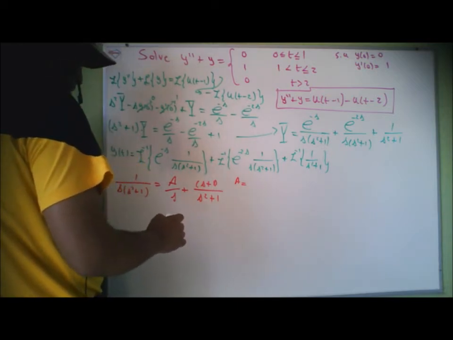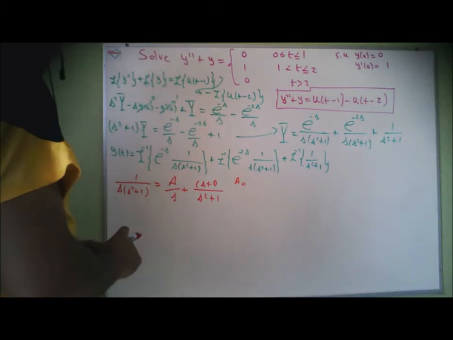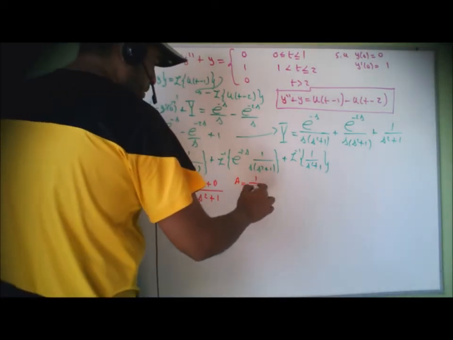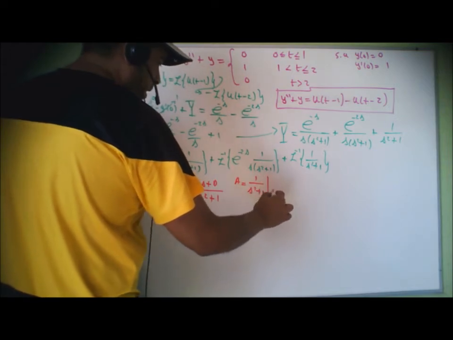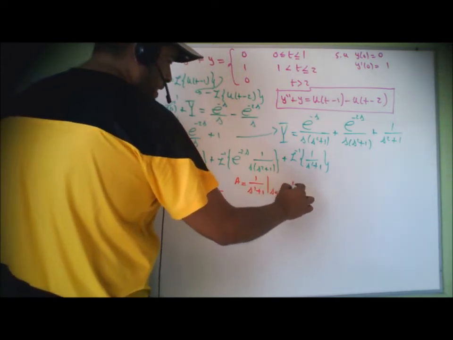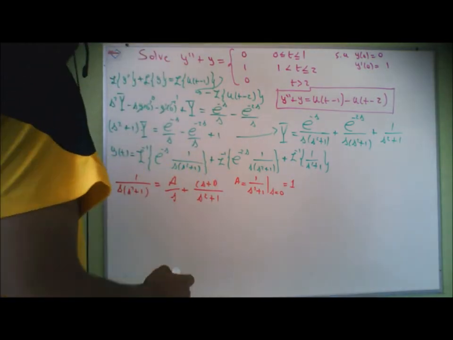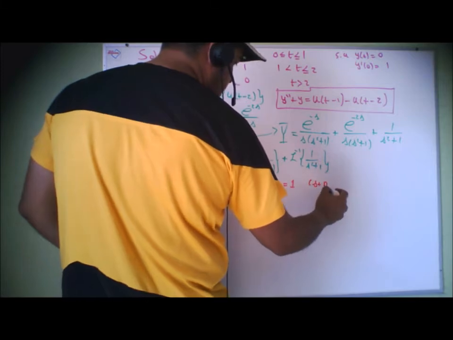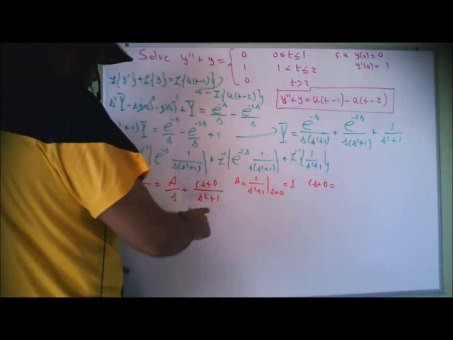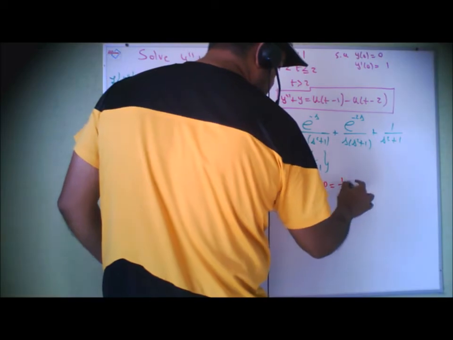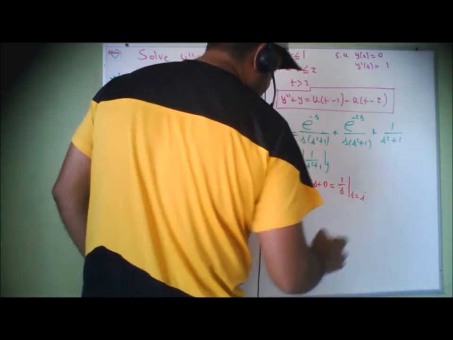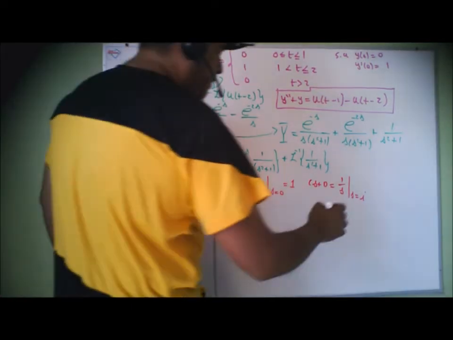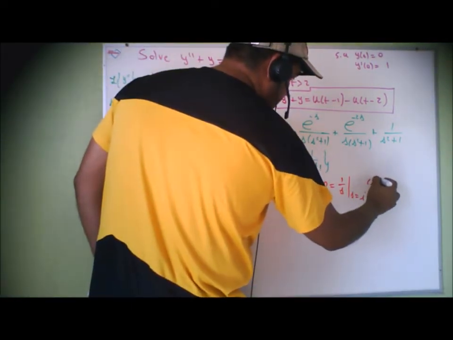If we use the Heaviside method, the value of a is going to be 1 over s squared plus 1 when s is equal to 0. So a happens to be just 1. Now on the other side, cs plus d is equal to 1 over s when s is equal to i, the imaginary number root. So it's going to be ci plus d.